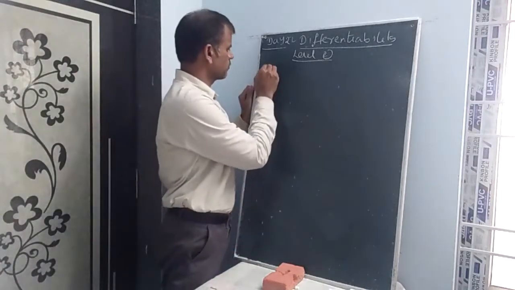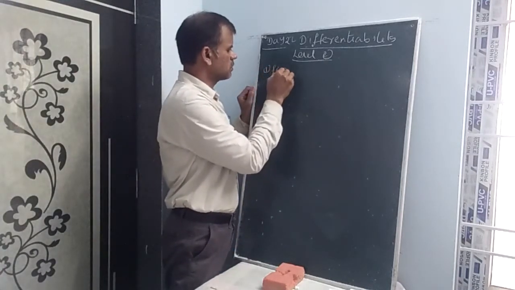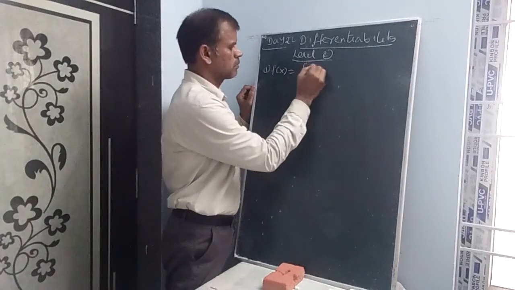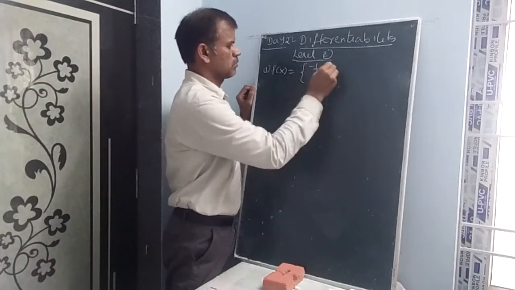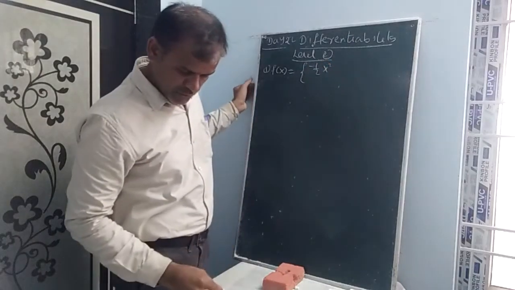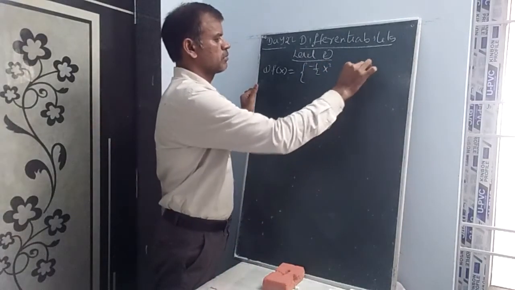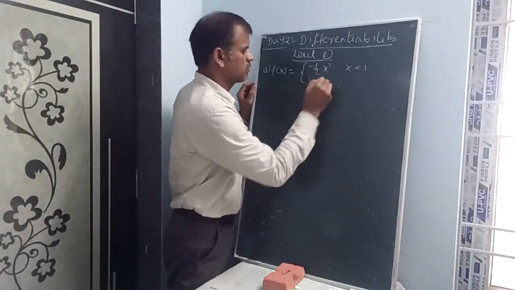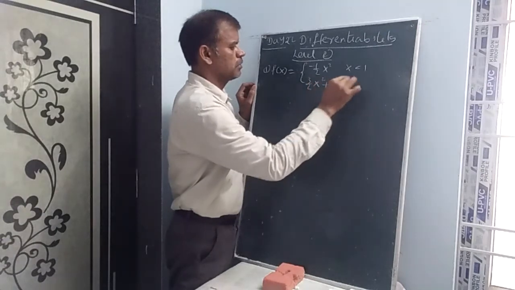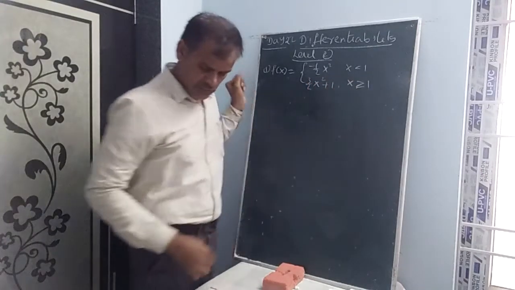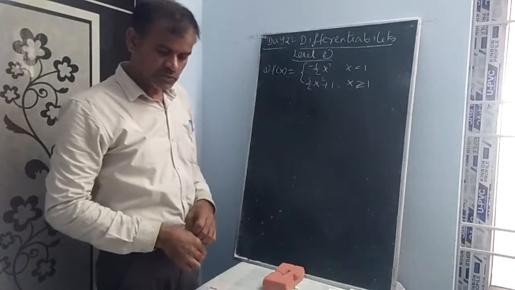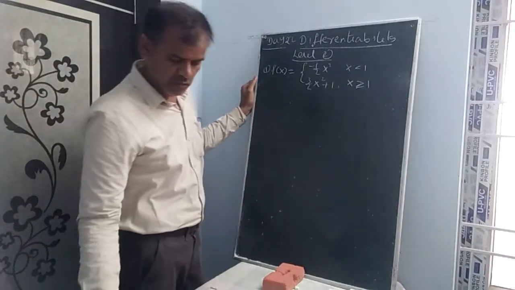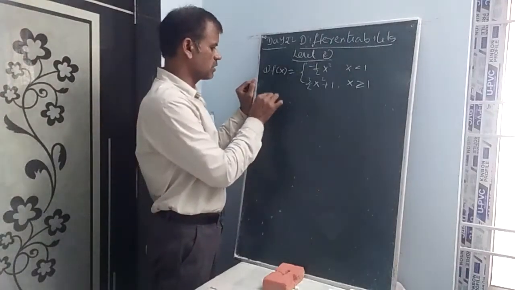First question. f of x is equal to minus 1 by 2 x square for x less than 1, and 3 by 2 x square plus 1 for x greater than or equal to 1. Then, according to the options, we should calculate. According to the options, f dash of 1 plus, f dash of 1 minus and so on will be given.